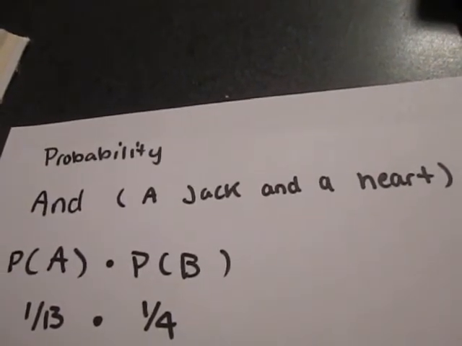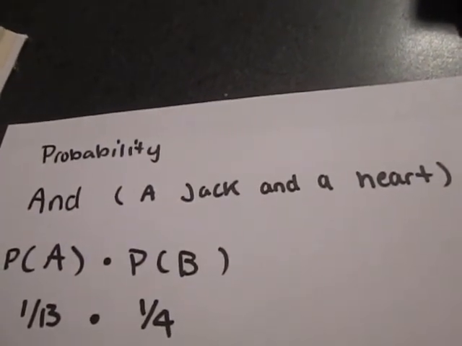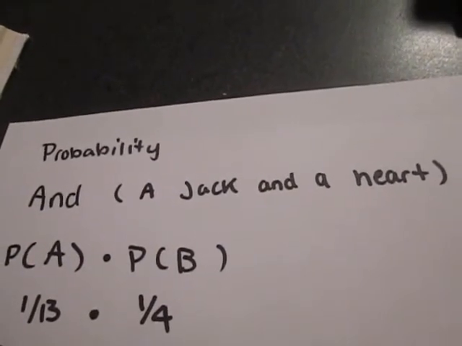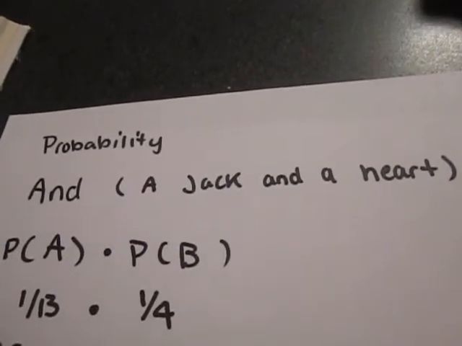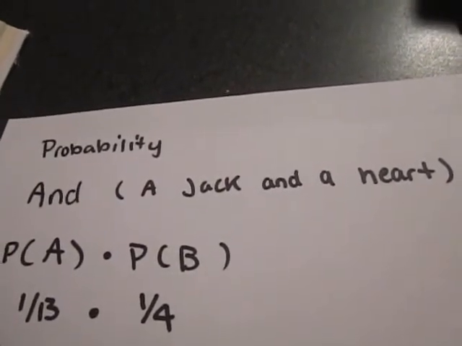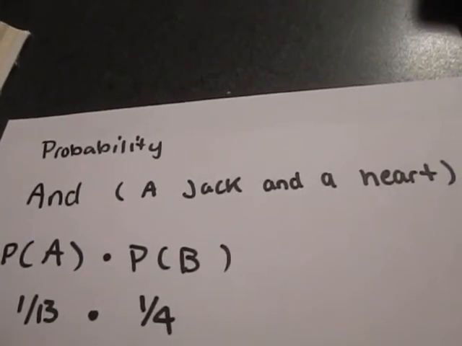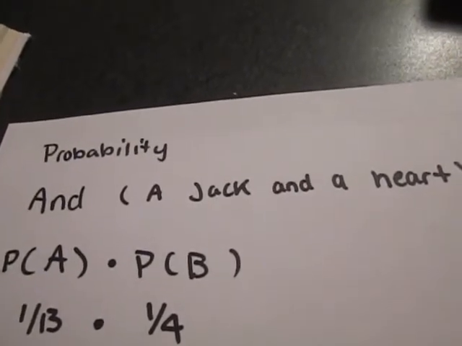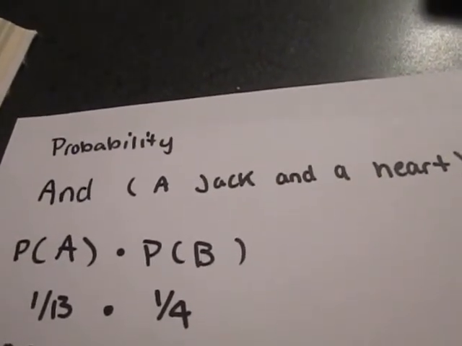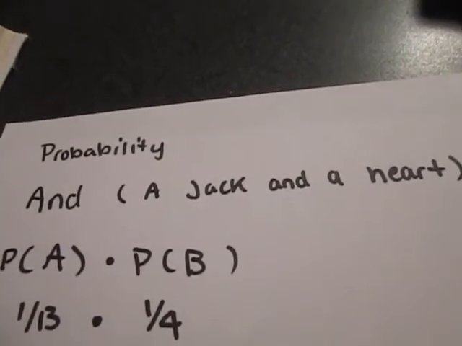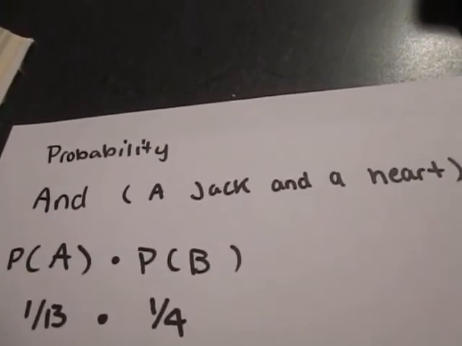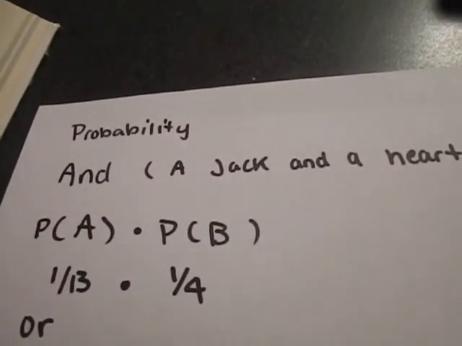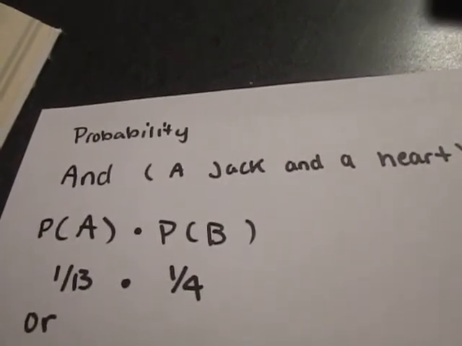Okay, so the last chapter is probability, which I'll go over briefly because the packet does give some pretty good examples. If you have the probability of A times the probability of B, that is the probability of both of them happening. So let's say you have the probability of getting a jack, which is 1 out of 13, and the probability of getting a heart, which is 1 in 4. So the probability of a jack and a heart, or a jack of hearts, would be 1 over 13 times 1 over 4.